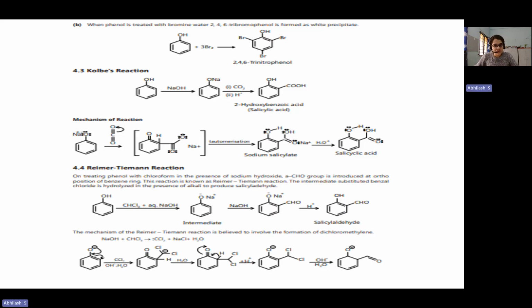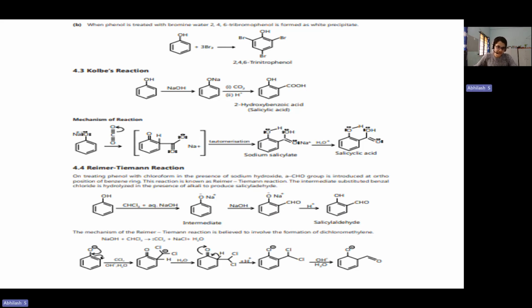Let's discuss one of the most important named reactions, called Kolbe's reaction. When phenol reacts with NaOH, it leads to the formation of sodium phenoxide. When this sodium phenoxide reacts with CO2 and then acidic medium, it leads to the formation of salicylic acid. Here you can see the reaction for Kolbe's.